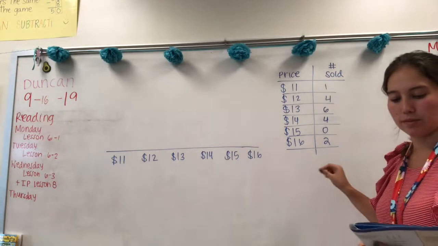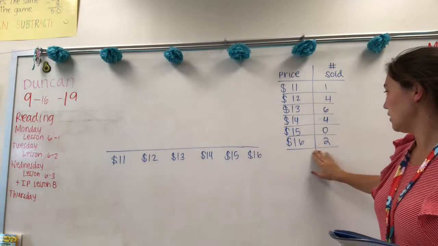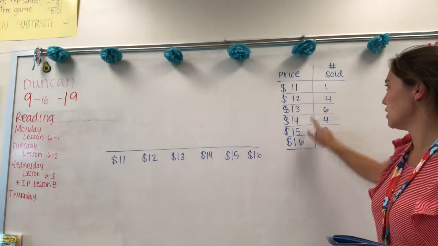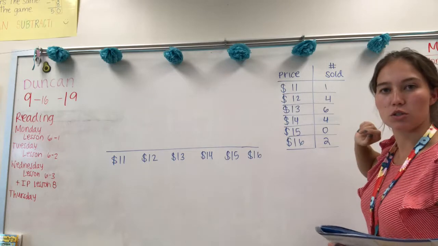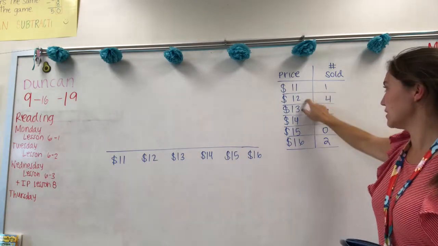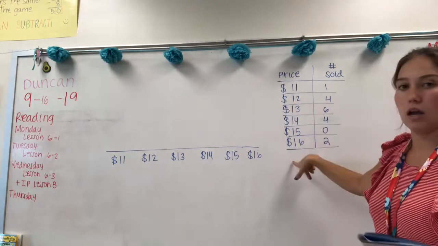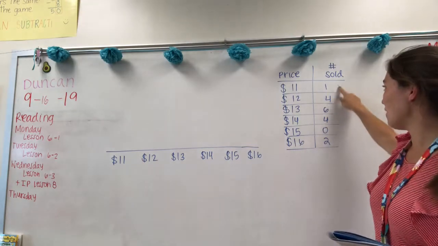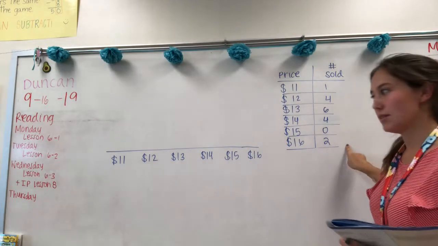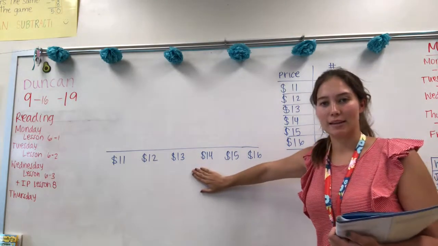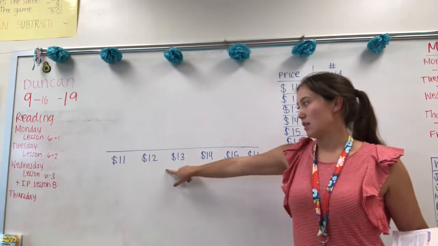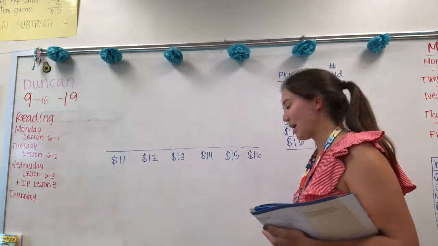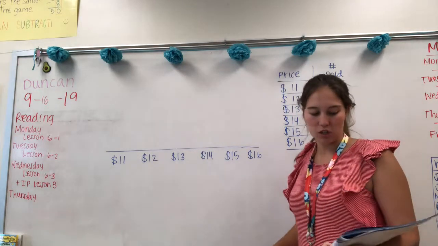So it says use and make line plots. So here is just a normal chart telling me data. It's telling me how many shirts were sold at each price. I have my prices listed with dollar signs, and then I have the amount sold at each price. Over here I have my blank plot. This is going to be my line plot. So the numbers at the bottom represent the amount of money spent on a shirt.